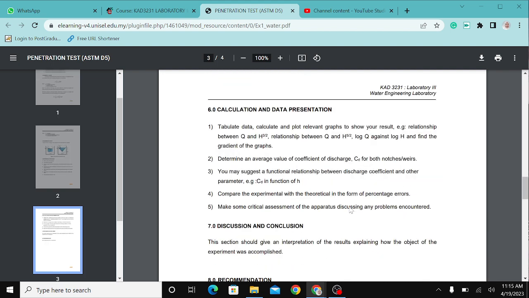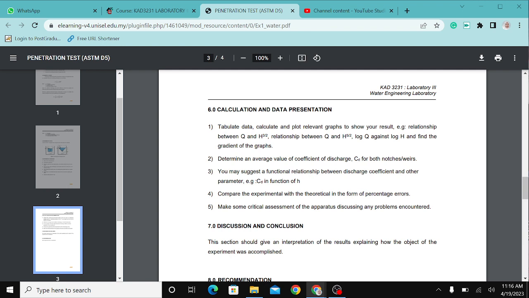In your data collection and presentation, make sure your raw data is presented in a table. There is some calculation that you should compute based on the Bernoulli equation that I explained before, and then show your graph to see the relationship between your variables. For example, Q and H to the power 3 over 2, Q and H to the power 5 over 2, and log Q and log H. You can use graph paper, or you can use online graph paper to show the relationship.